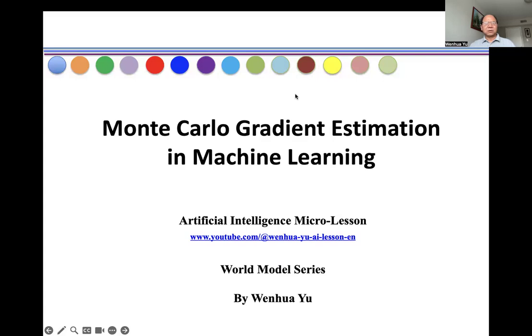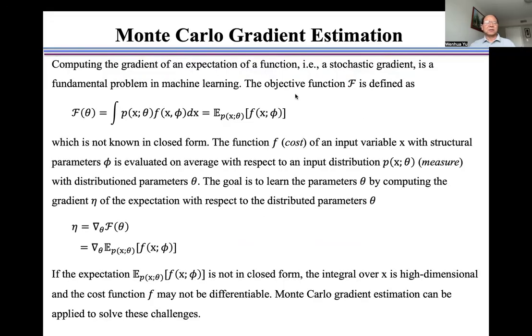In this video, I introduce Monte Carlo gradient estimation in machine learning. Computing the gradient of expectation of a function, namely a stochastic gradient, is a fundamental problem in machine learning. The objective function f is defined as here, which is not known in closed form.